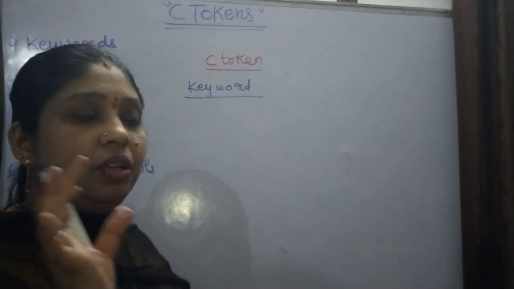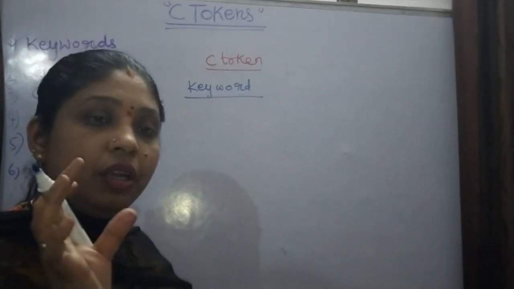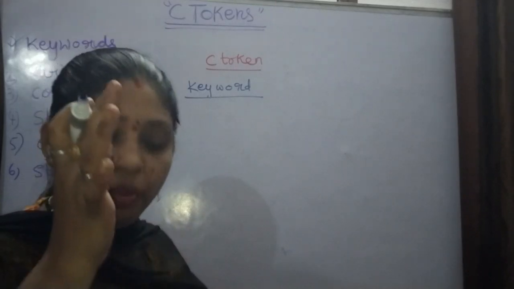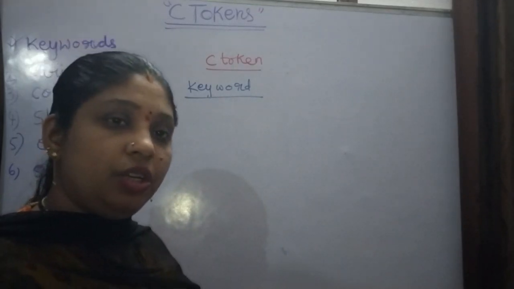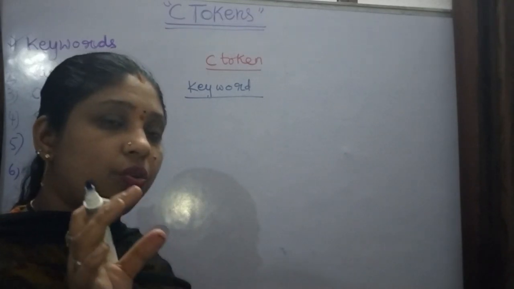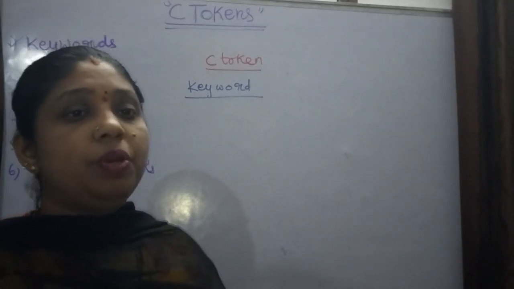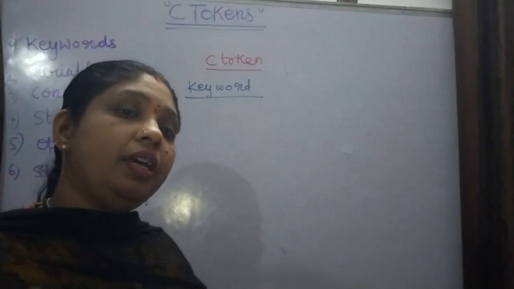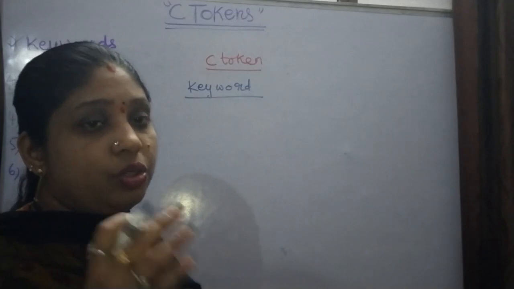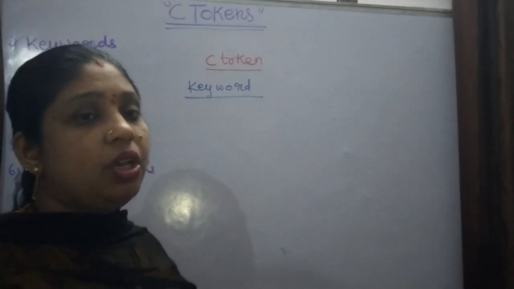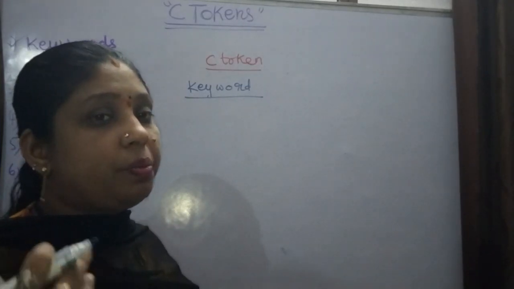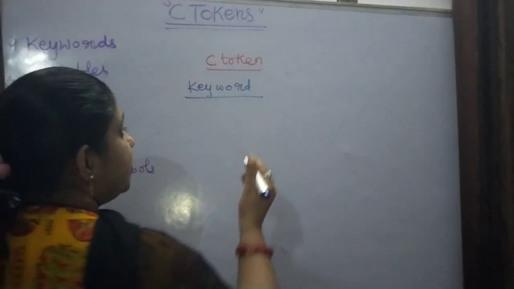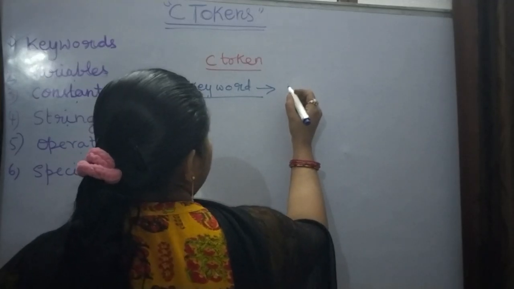Now suppose you go for break. What is the work of break? It will break the program, or break the work. Continue: what is the work of it? It will continue the program. So those types of keywords have been created and kept in the software. That means they are built-in functions. You can say they are built-in functions, predefined functions, or reserved functions, reserved words. You can call them reserved words also.